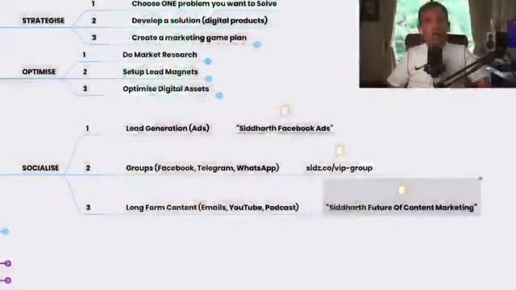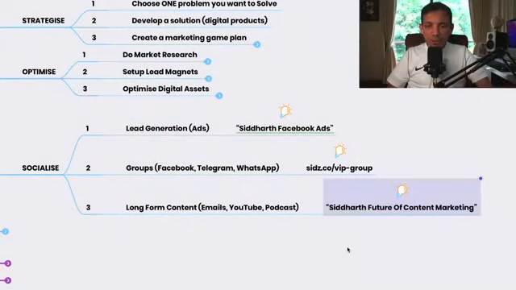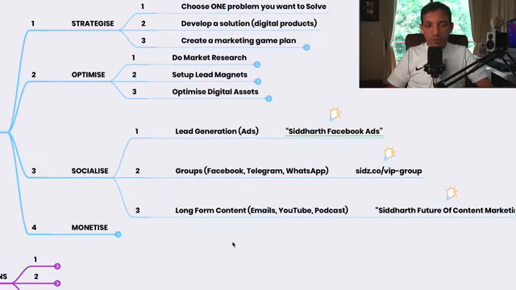So the whole idea is you got to develop a proper strategy to socialize before you can even think about monetizing, which is point number 4.